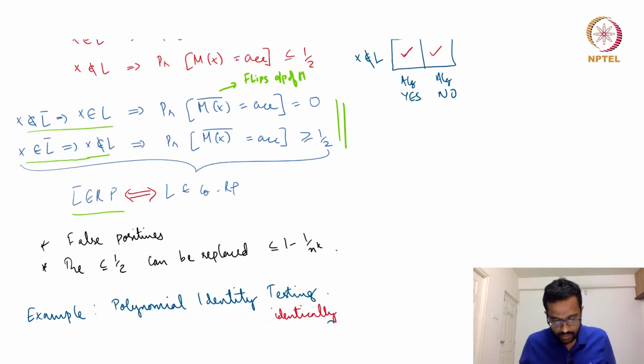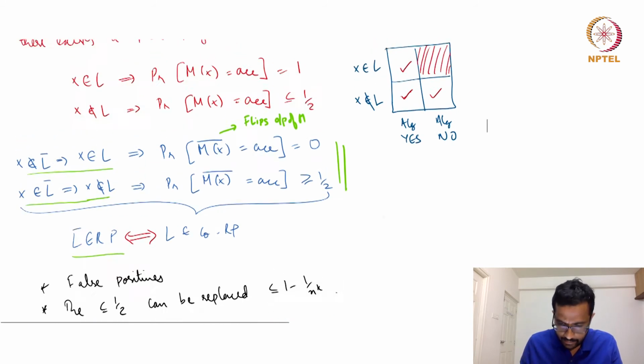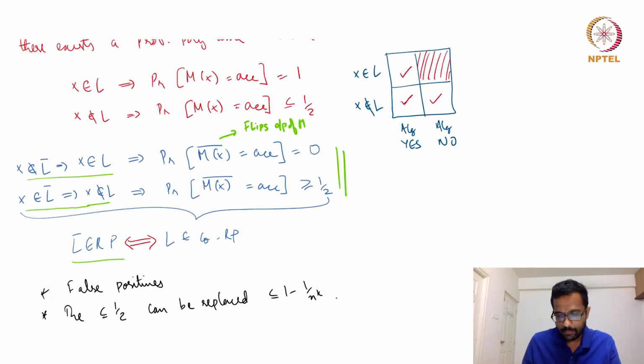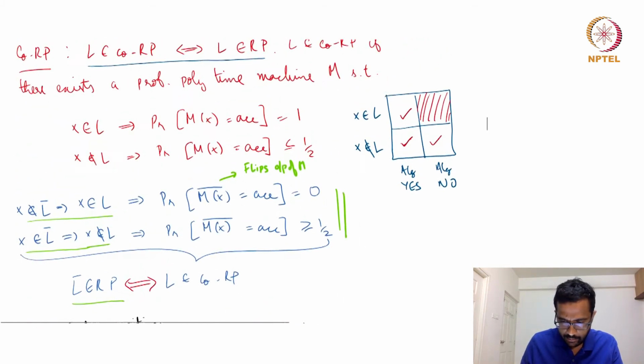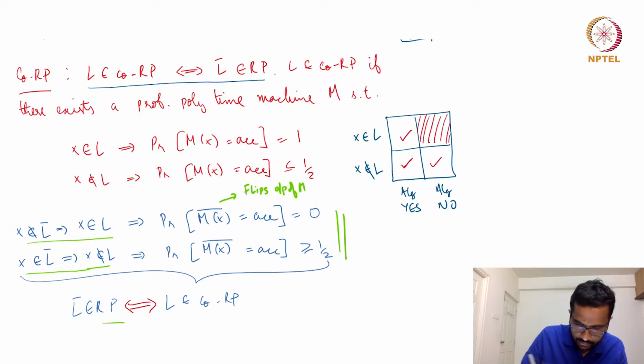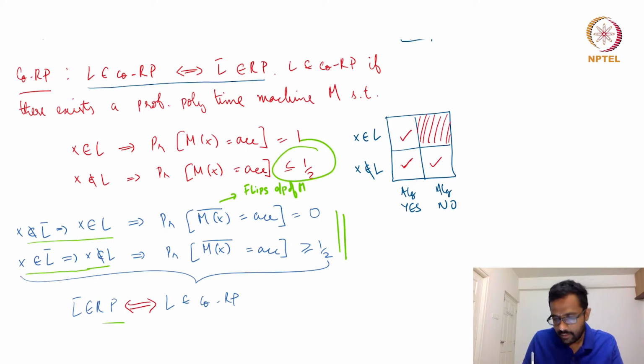Again, some very quick points. There could be false positives in a co-RP machine, but no false negatives. And just like we could replace the half in the RP with an arbitrary quantity, this half here, the half over here, also can be replaced.